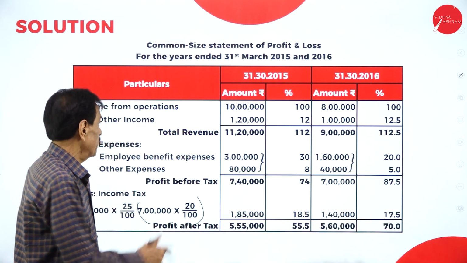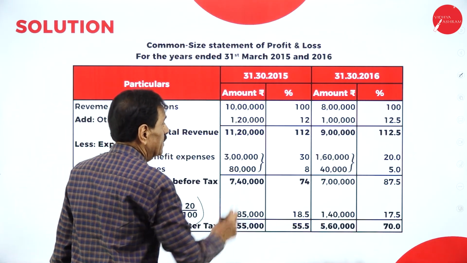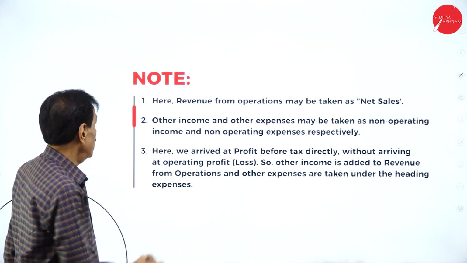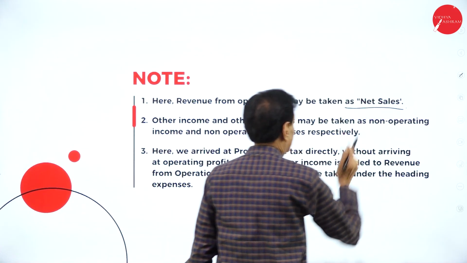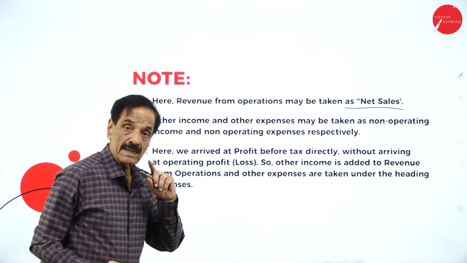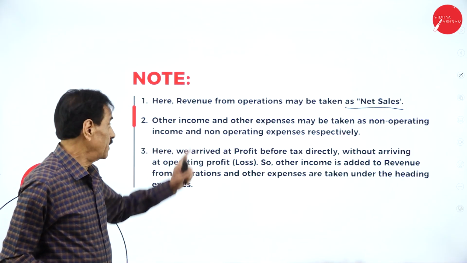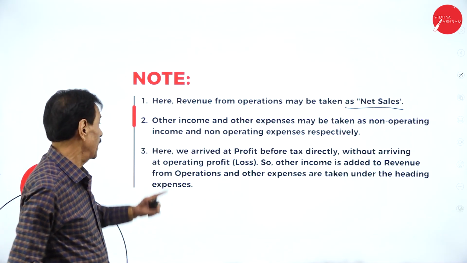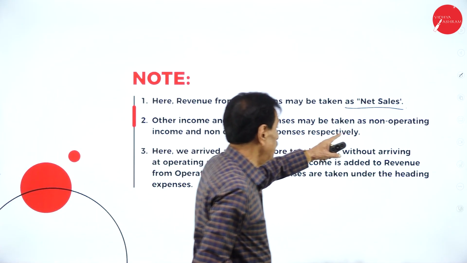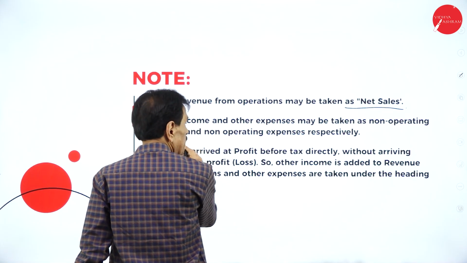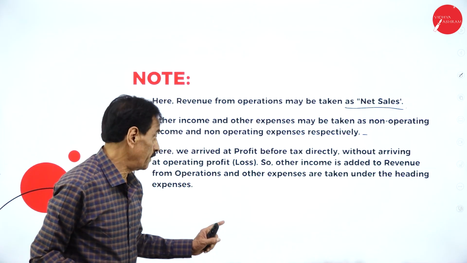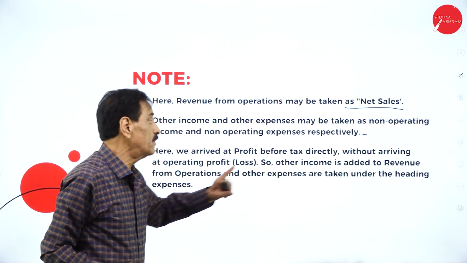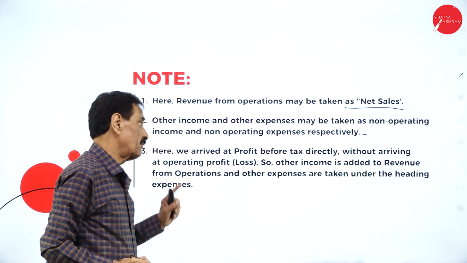Revenue from operation is nothing but sales. I have given here revenue from operation may be taken as net sales. You understand? Here I have taken the net revenue from operation as net sale. Other income and other expense may be taken as non-operating income and non-operating expense respectively. Here we arrived at profit before tax directly without arriving at operating profit or loss.